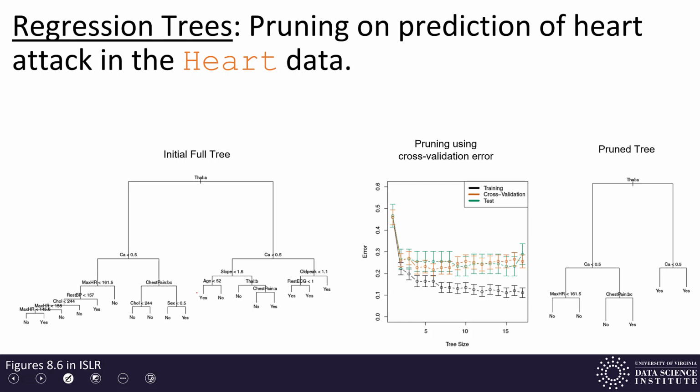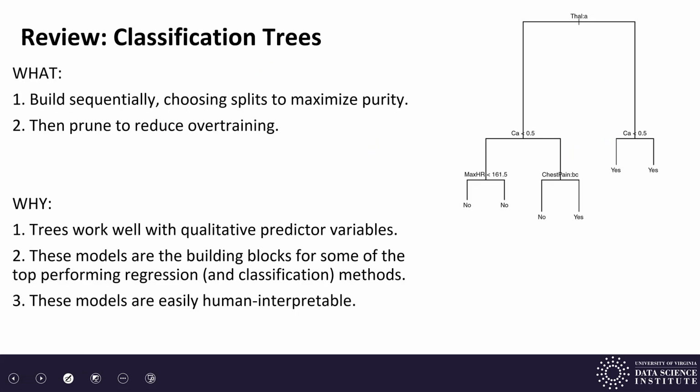Here's a picture on the heart data. Here's the initial full tree. And then here's cross-validation, so the tree is being pruned using cross-validation. And then here's the final pruned tree. So this is the tree that gives you the least error through cross-validation.